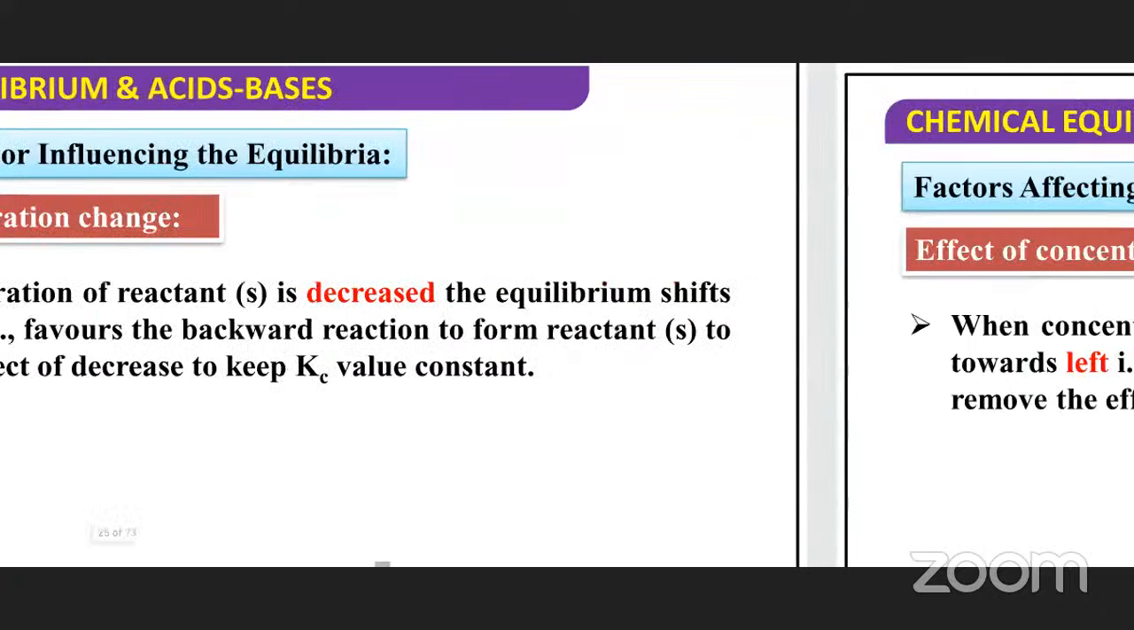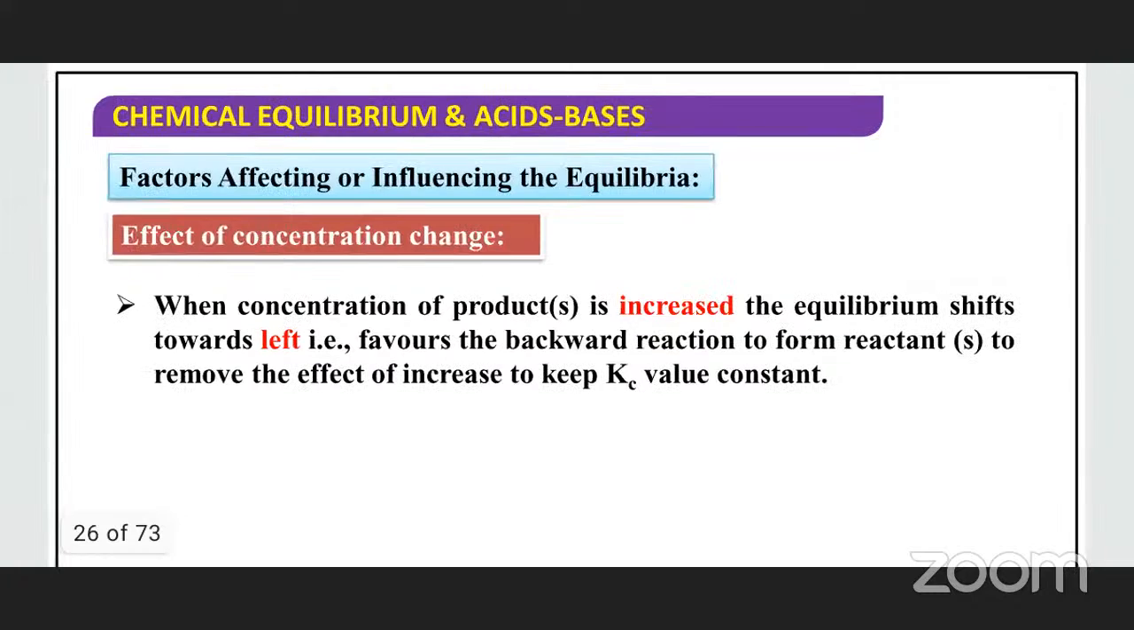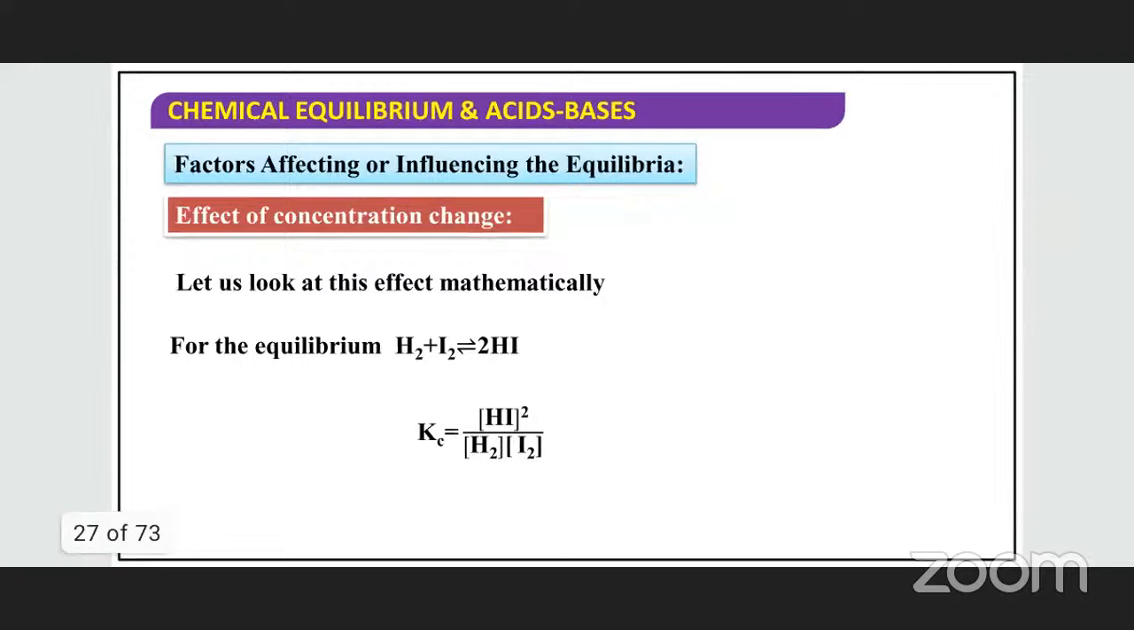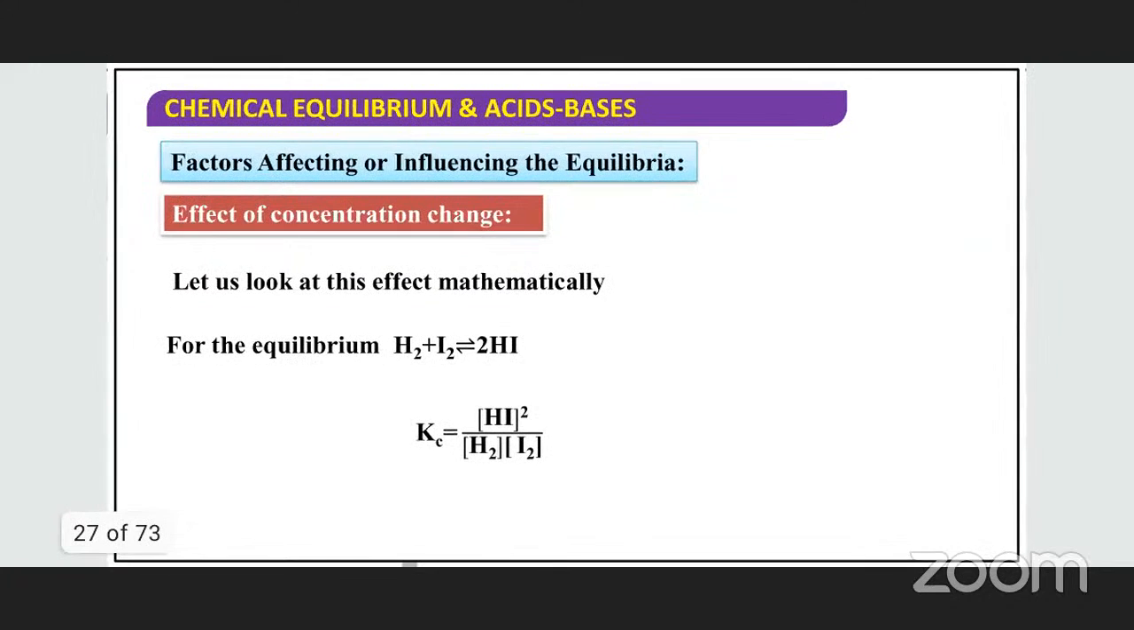Okay, listen carefully. When the concentration of product is increased, the equilibrium shifts toward the left side, favoring the backward reaction. When the concentration of product is decreased, it favors the forward reaction. When the concentration of product is increased, the equilibrium shifts towards the left side, favoring the backward reaction to form reactants, to remove the effect of the increase and keep the Kc value constant. This is the effect of concentration change.